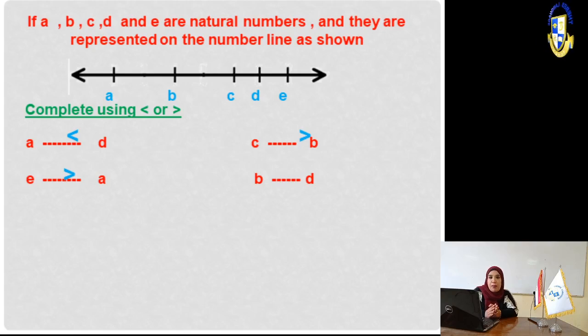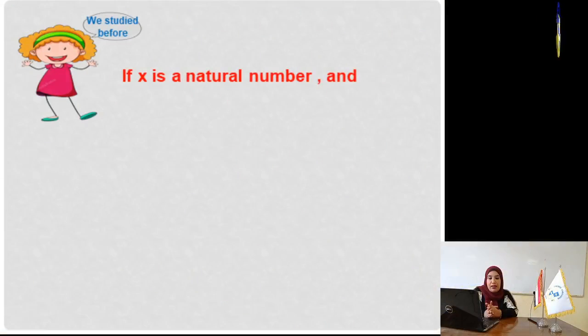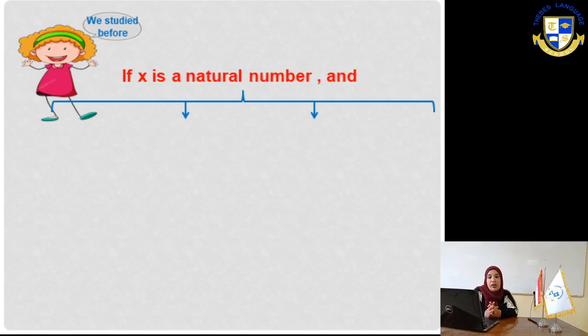So remember, when you move to the right, the number will increase, and when you move to the left, the number will decrease. Now, if X is a natural number and X is a number smaller than 4, can you tell me which natural numbers are smaller than 4? It will be 3, 2, 1 or 0.